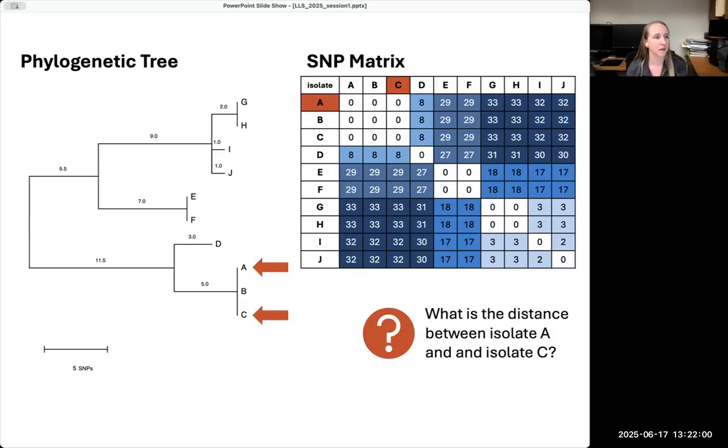Okay, so it looks like almost 94% of people got that right. So great job. The answer is actually going to be 0 SNPs. And most of y'all got that. So if we looked on the matrix, A and C where they meet, 0. And then A to C here on the tree, there's no horizontal distance between the two, so also 0. Let's try a different one. It's a little bit more complicated.